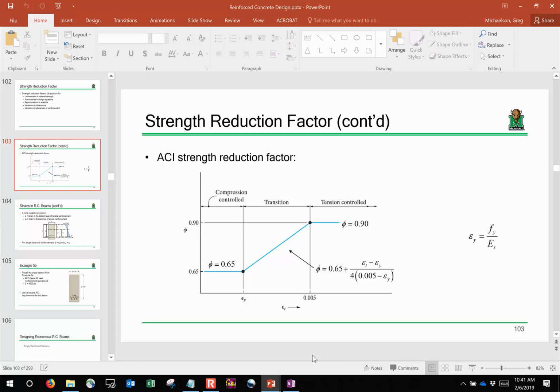Yes? So they set the requirement as 0.004 because... The 0.004 limit is intended to ensure that the steel yields. And ACI does set that limit. Yes, you are correct. Now, if you have a beam that has a strain between 0.004 and 0.005, ACI classifies that as a transition region, and so your phi value is not 0.9, you interpolate. And this is just the equation of that line, y equals mx plus b.